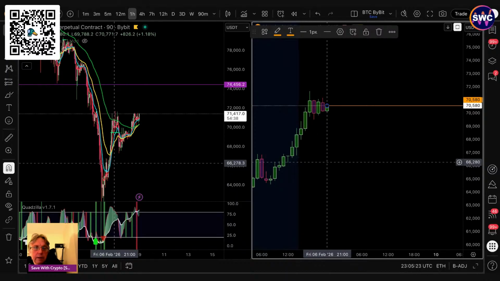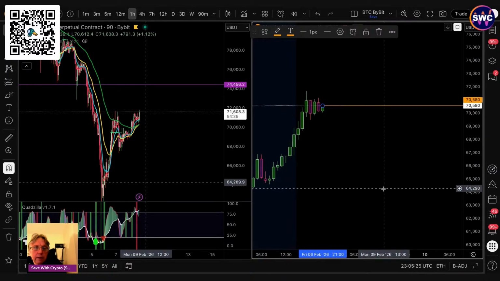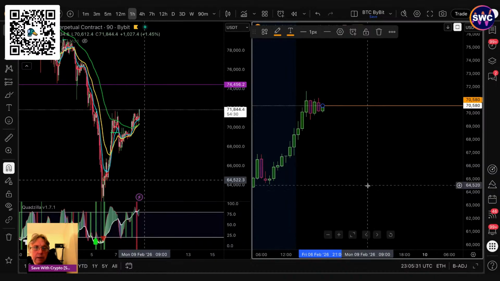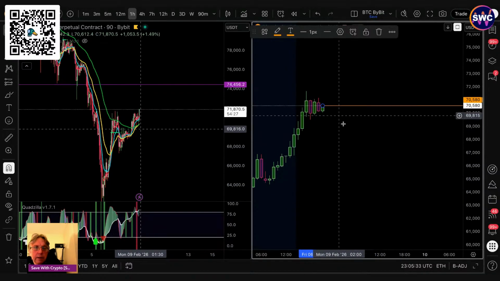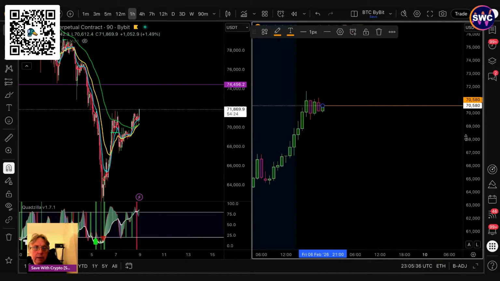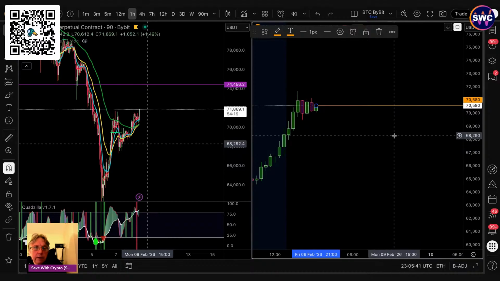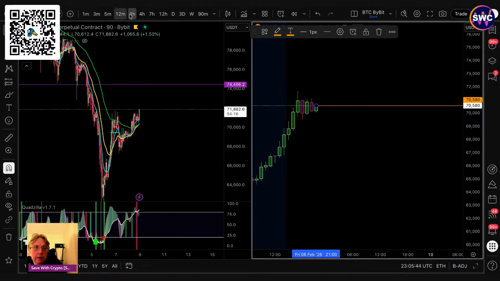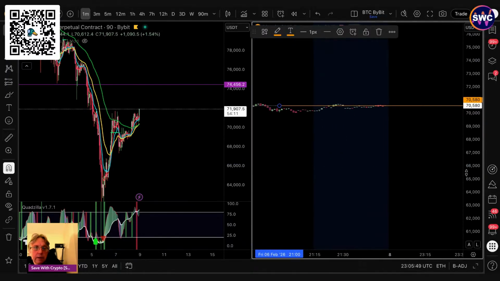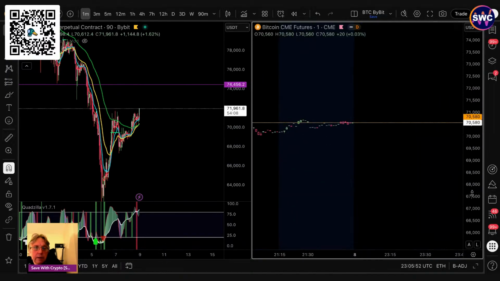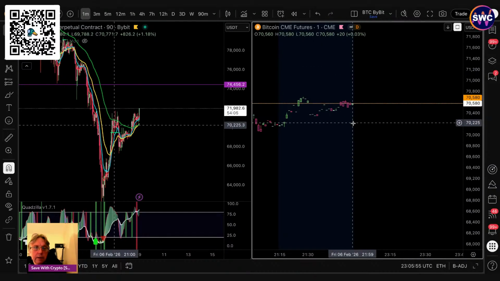Now the CME happens kind of like 15 minutes late normally. What I mean by that is you'll start to see the candle appear at about 15 minutes past the hour, so in about 10 minutes time. So if I was to put that on, say, the 1 minute time frame, you can see here that the last candle was still on Friday at 21:59 UTC.